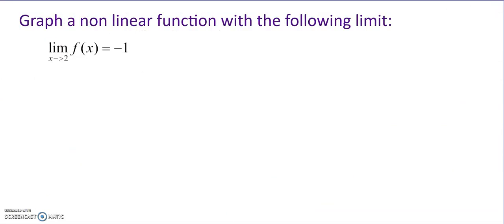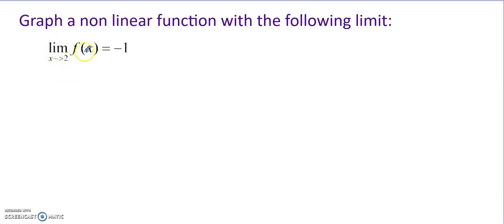Okay, so now in the next section here, there are 8 different graphs. I want you to do all 8 of these. There are many correct answers for all of them. I'll show you a couple of correct answers when we go through this. But basically, you are trying to graph a nonlinear function, so it can't just be a straight line, with the following limit examples. So again, there are many correct answers.